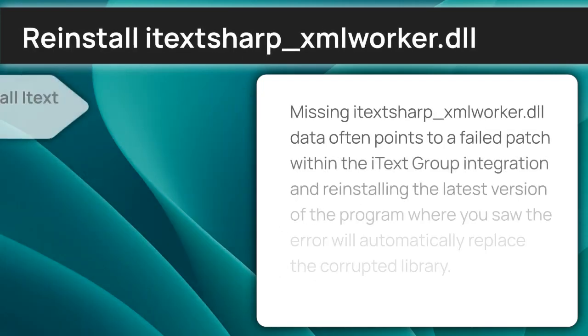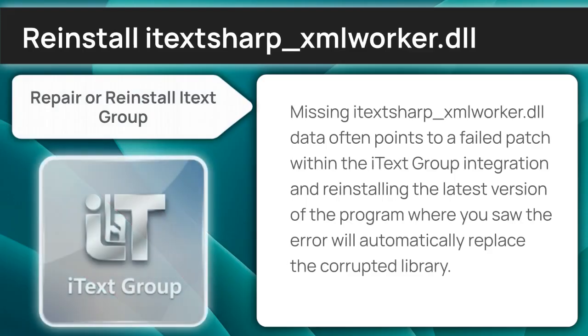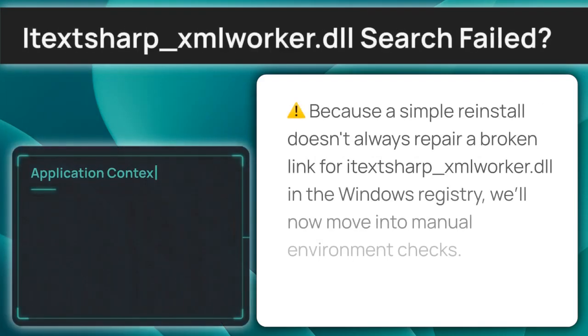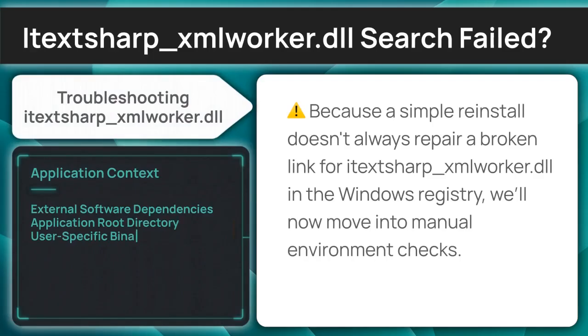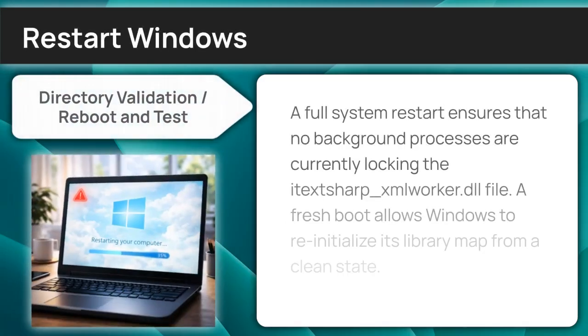Missing iTextSharp.xml Worker DLL data often points to a failed patch within the IText Group integration, and reinstalling the latest version of the program where you saw the error will automatically replace the corrupted library. If you're still seeing the missing file notification, we should attempt to force a synchronization between the software and the OS. A quick system restart is a practical way to ensure that all shared libraries, including iTextSharp.xml Worker, are being loaded correctly into the current session's memory.